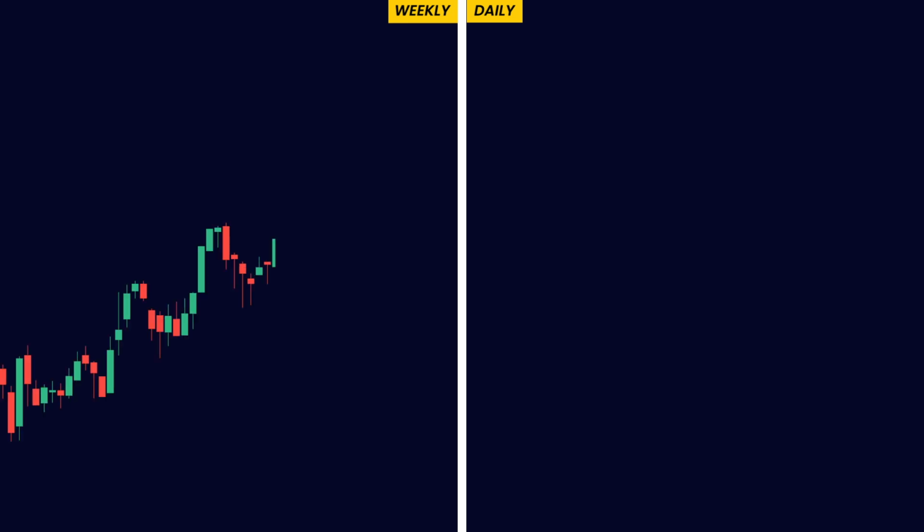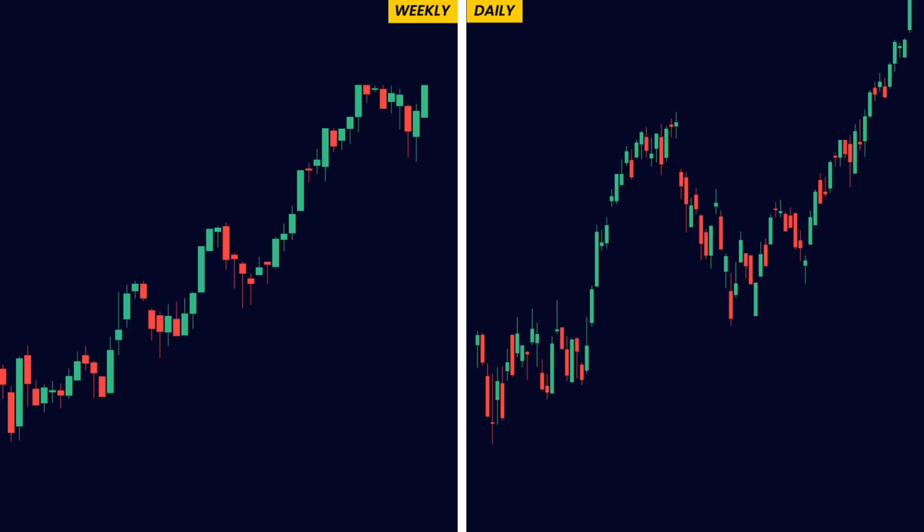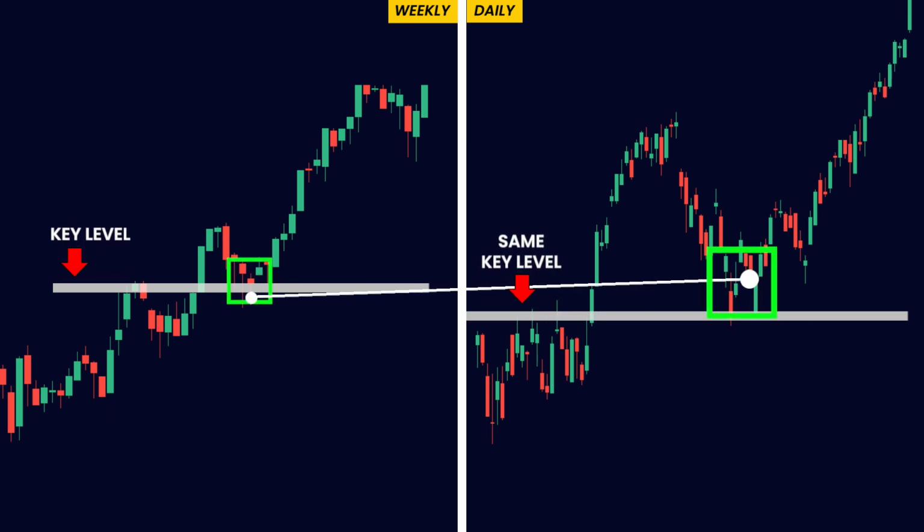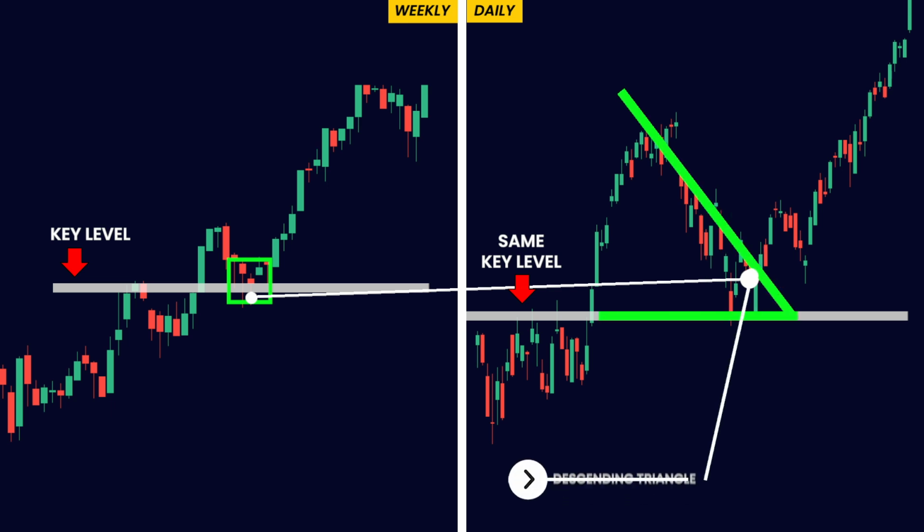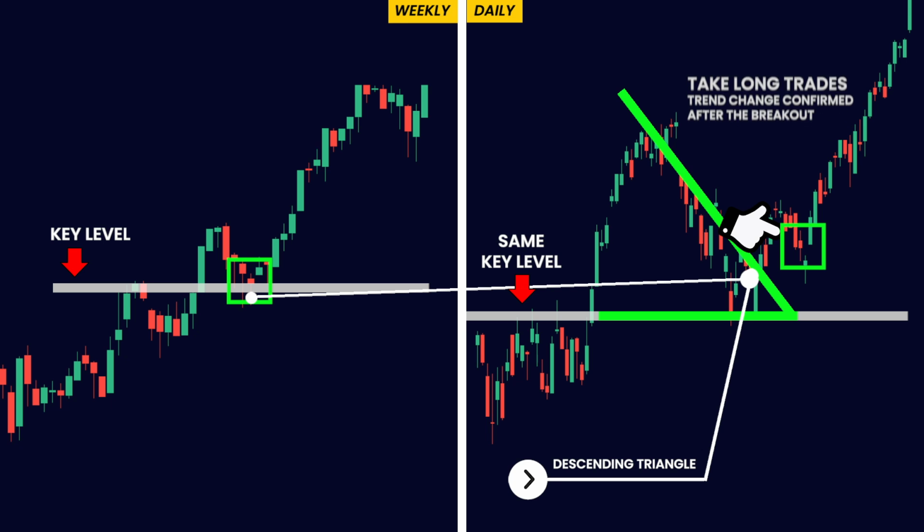On the left is the weekly Microsoft chart, and on the right is the daily. The key level and area of confluence we identified on the weekly chart is the same one seen on the daily. In this case, we got a clear descending triangle at the area of confluence. When price broke out above it and formed a higher high, that confirmed a trend reversal from downtrend to uptrend.